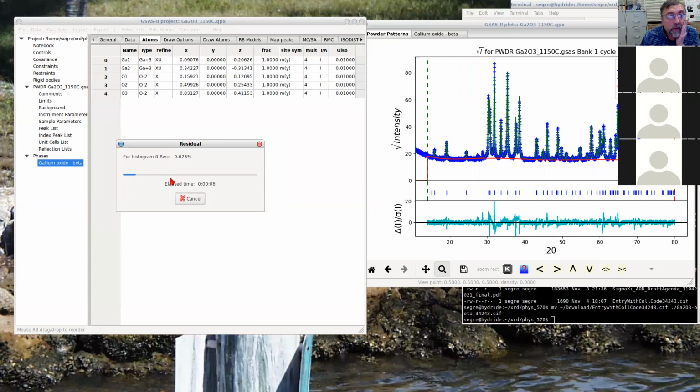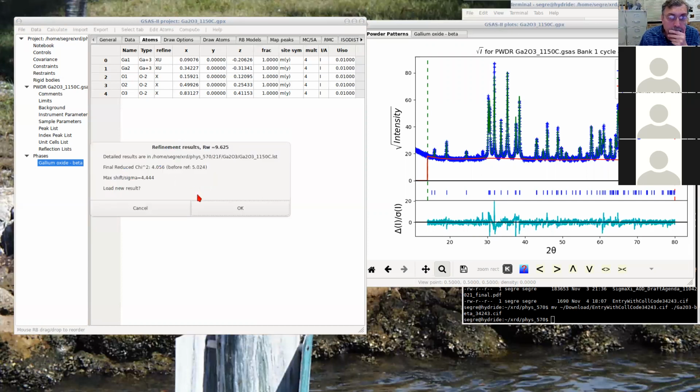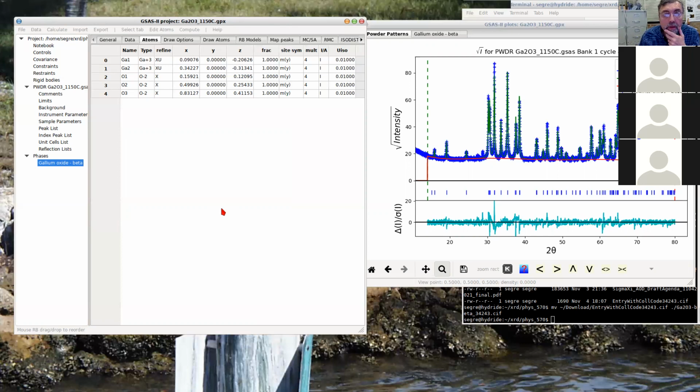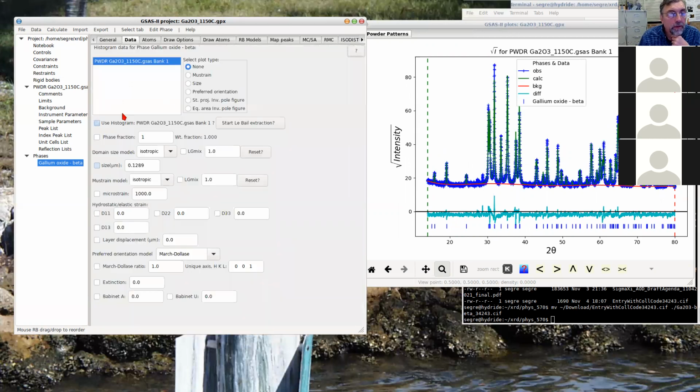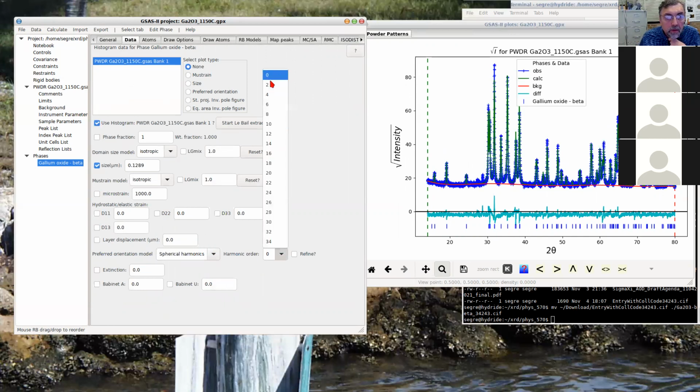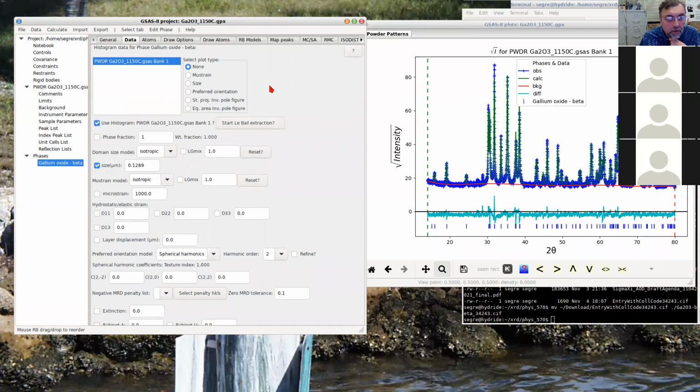So we got to 9.6. Okay. All right. Stable refinement. These values are reasonable. Okay. All right. So what else can I do? I can try microstrain. But let me try, before that, let me try preferred orientation, because preferred orientation is certainly possible with this structure.